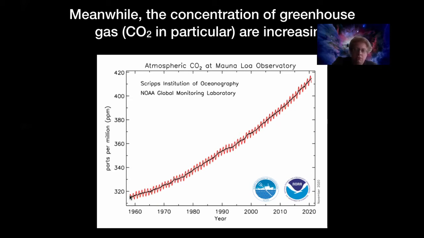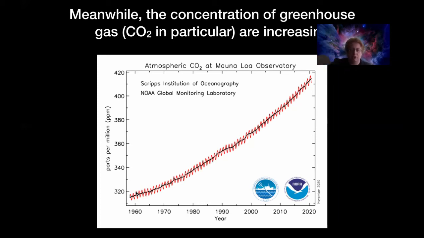You can see every year there's a little wiggle back and forth. This is because forests absorb carbon dioxide during part of the year when they're producing leaves. And we have more forests in the northern hemisphere. So in the northern hemisphere summer, there's less carbon dioxide in the atmosphere, and in the winter there's more.